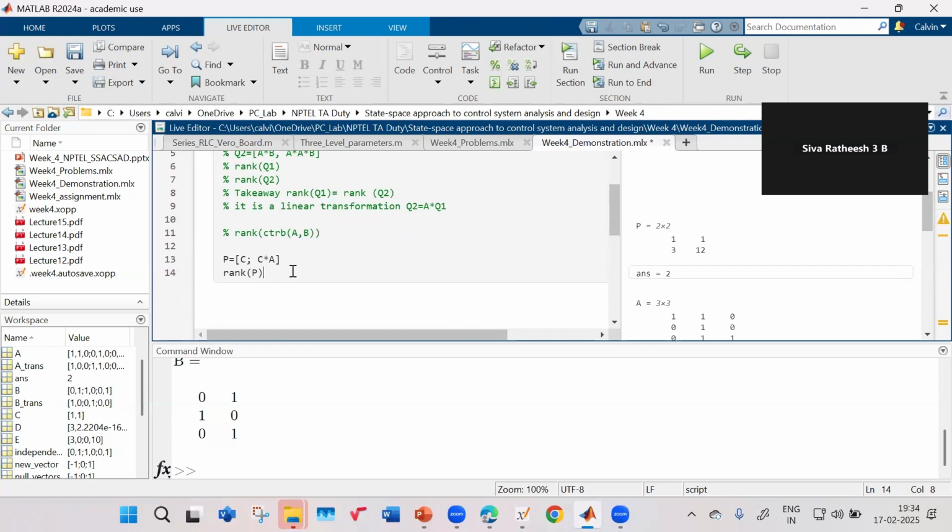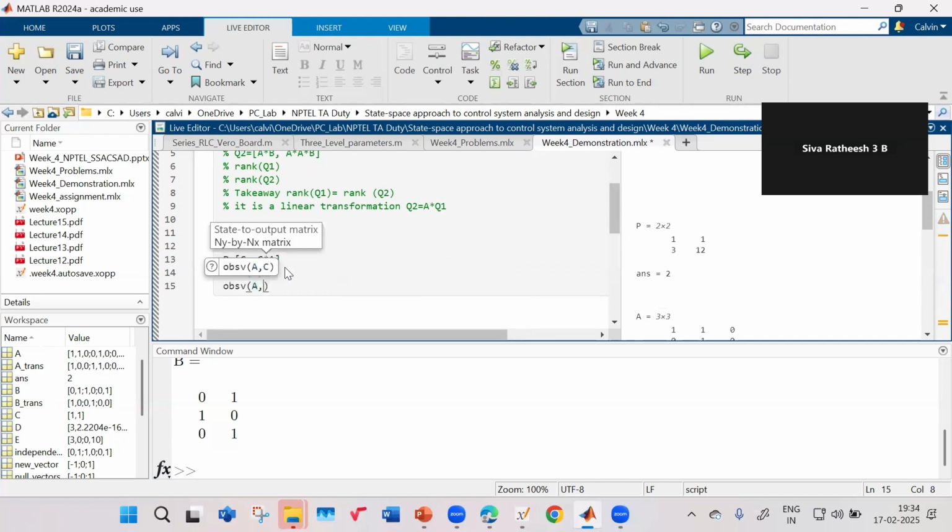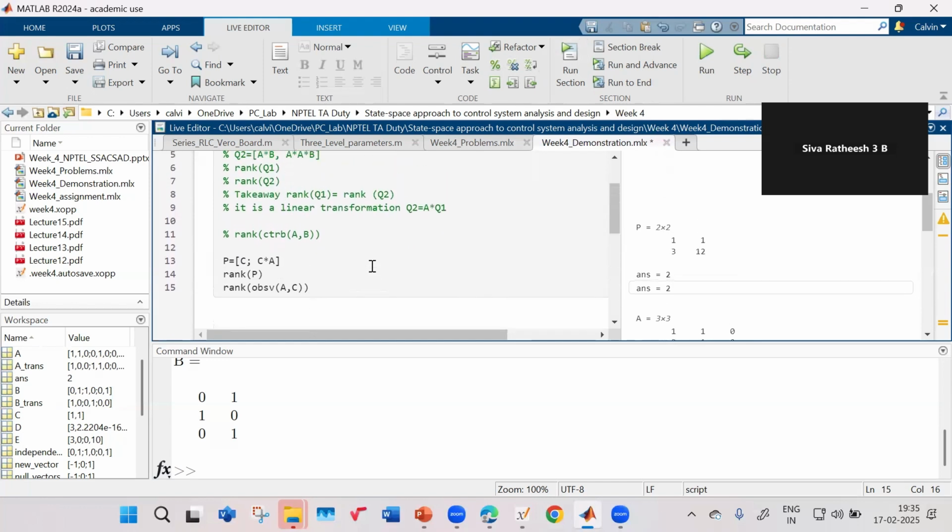Now, as we have a direct command to find the controllability matrix, there's another direct command to find the observability matrix. That is OBSV. It finds the observability matrix of a state space model, and you just have to give the matrix A, comma C. Okay, it will directly give you this. So this is P and this is the observability matrix. Both are the same, right? And you can just take the rank of the observability matrix. It will give you the rank. Okay, so this is something we got.